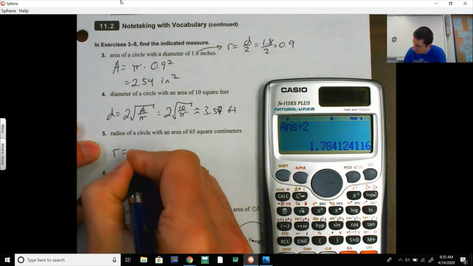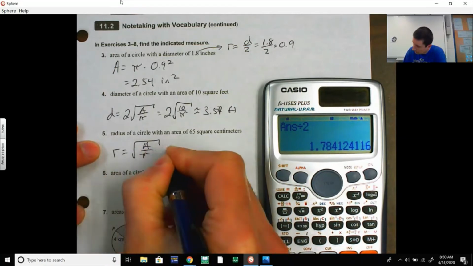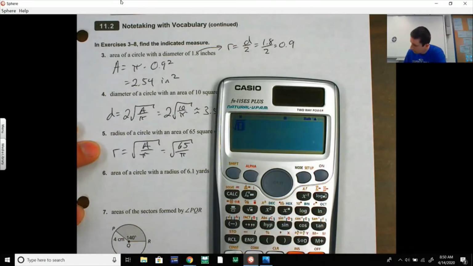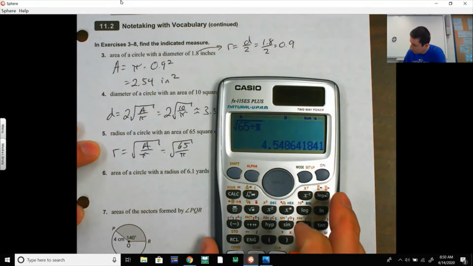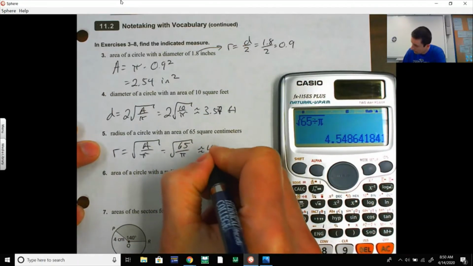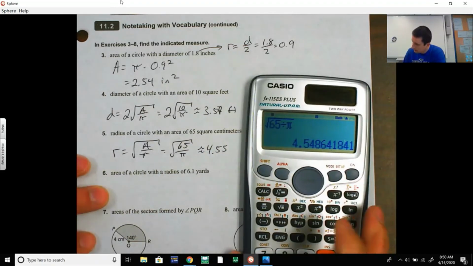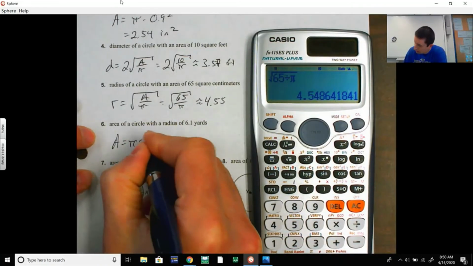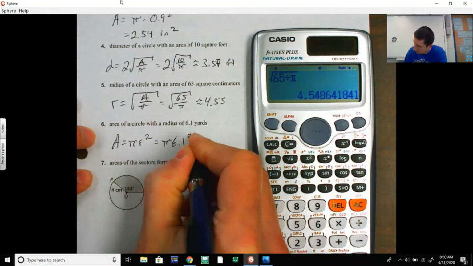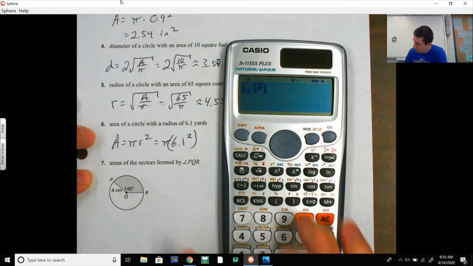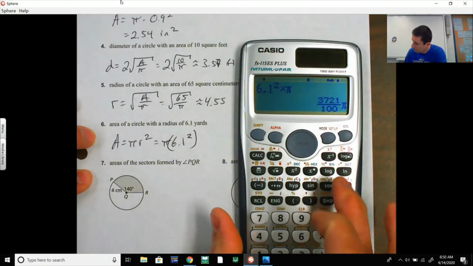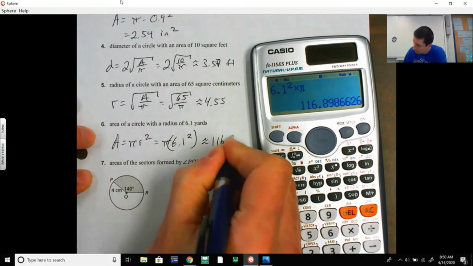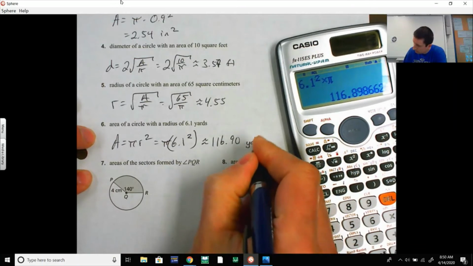Okay, the radius of a circle with an area of 65 square centimeters. So the radius is the square root of the area over pi. That's the square root of 65 over pi, which is about 4.55. The area of a circle of radius 6.1 yards, so area equals pi r squared, which is pi times 6.1 squared, about 116.90 square yards.